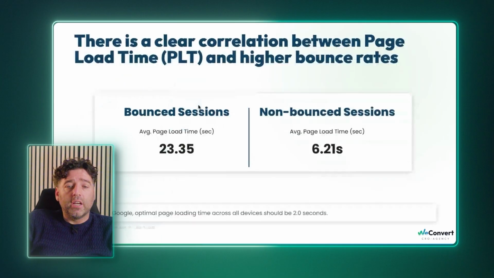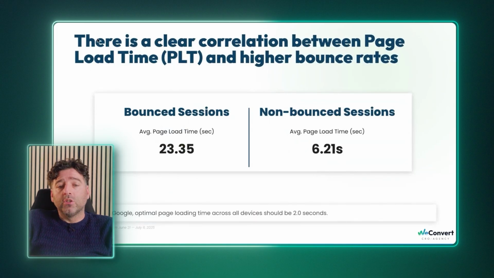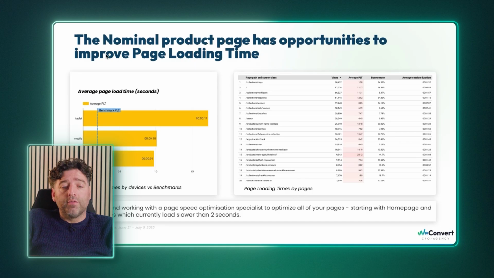And first, we check if there's correlation between page loading time and how high bounce rates are, which are usually indicators of slow loading times. And we see here that while a benchmark of loading time is 2 seconds, on mobile and desktop, this website is loading in 10 and 9 seconds. And also in the more detailed report, we see that the pages that have the most traffic are the slowest ones, which is having the highest impact.